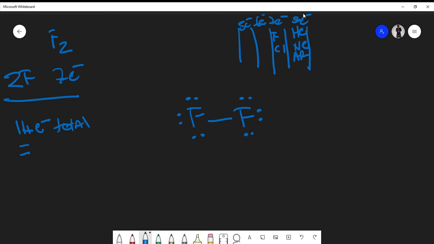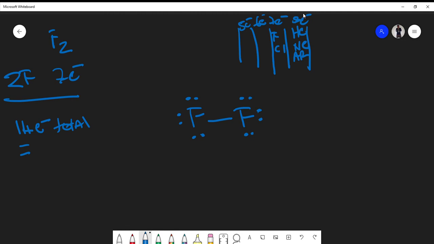So this becomes 2, 4, 6, 8. So this fluorine is good. If I do this, it becomes 2, 4, 6, 8. So this fluorine is good. So let's count how many total electrons we've used thus far, since we now know that the two fluorine atoms satisfy the octet rule. So this becomes 2, 4, 6, 8, 10, 12, 14. So this would be a plausible Lewis structure for the F2 molecule.